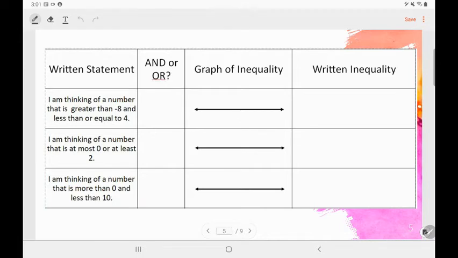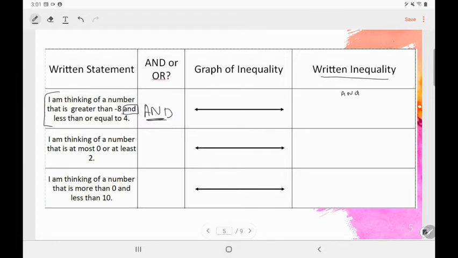If I'm looking at a written statement, let's go ahead and practice. I am thinking of a number that is greater than -8 and less than or equal to 4. I'm going to first decide if it's an "and" or "or" inequality. And I notice right here that it says "and." I'm going to skip graphing for just a second and I'm going to write. Now, in order to be a written inequality, it needs to include this word. It needs to specify whether we're talking about "and" or "or." So I'm going to start by writing an "and."